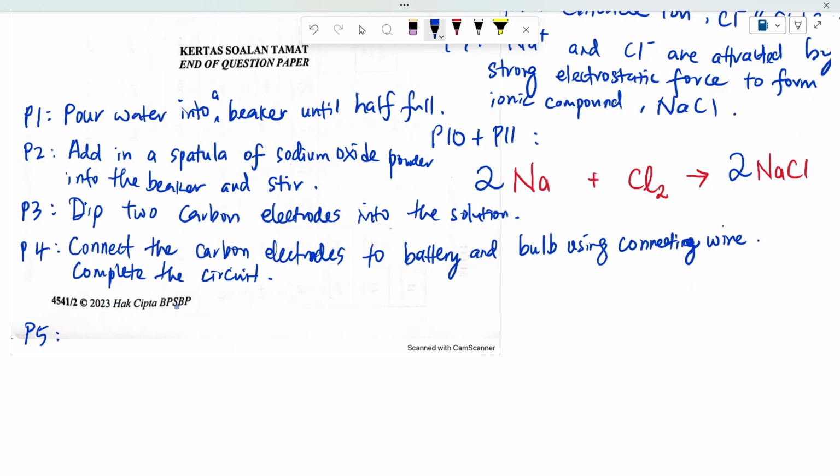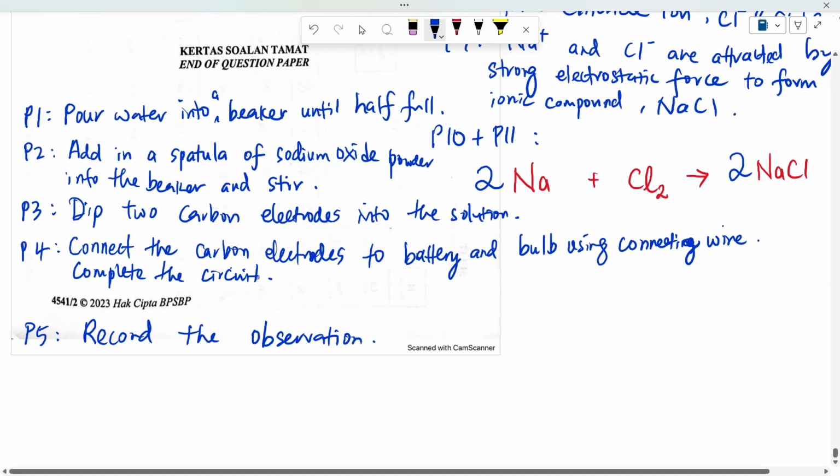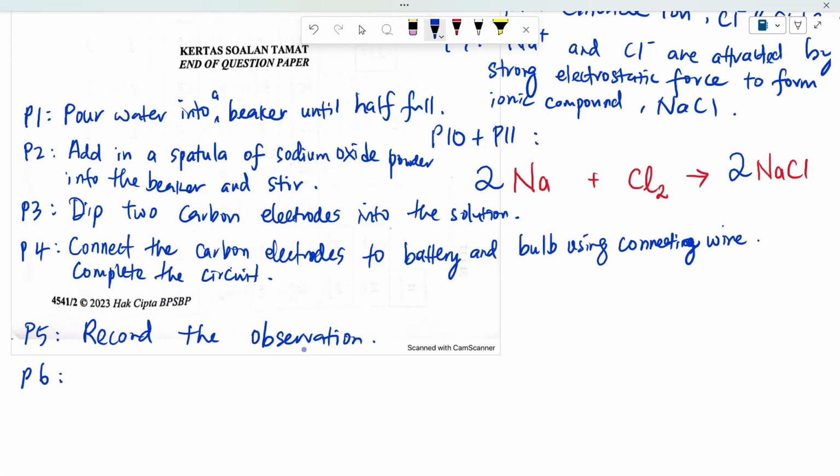After all connections are done already, you complete the circuit. Then what should you do? Everything done already. What should you do? Observe and record. So we simplify it: record the observation. Observation on the bulb, whether it lights up or not. Then point 6. Repeat the experiment.